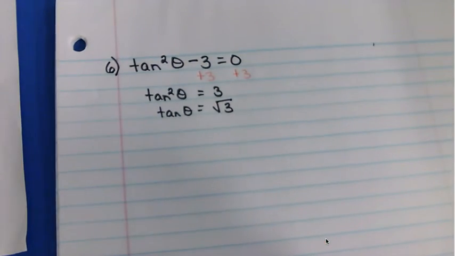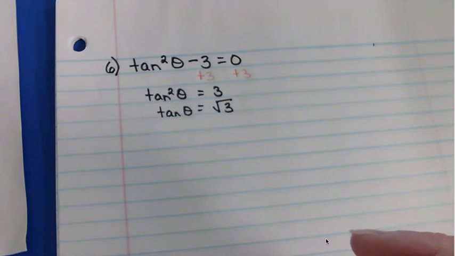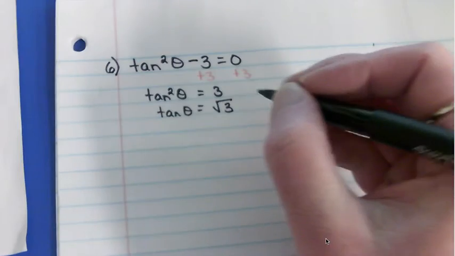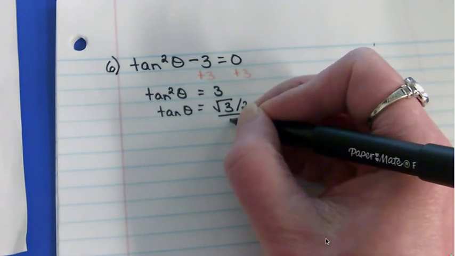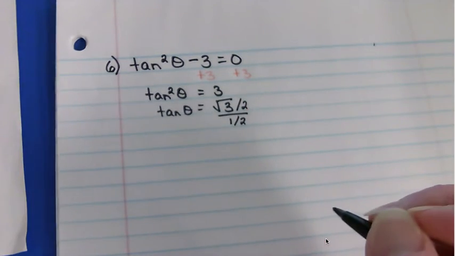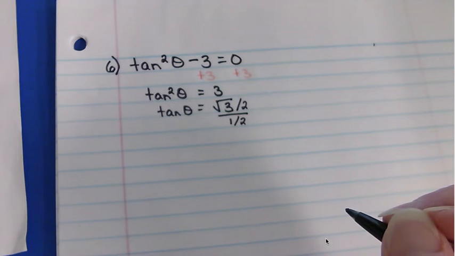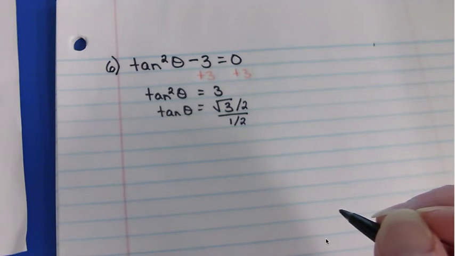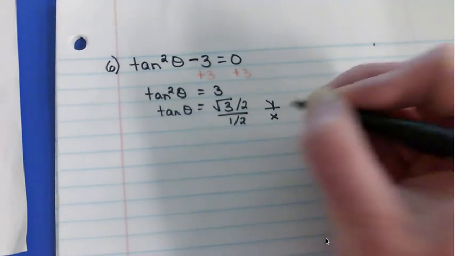Now, normally I would just go to the calculator, but that sounds familiar. I kind of remember getting tangent equaling square root of 3 a lot, especially in the formulas. Because that happened when I had like square root of 3 over 2 divided by 1 over 2. Right? And remember, tangent was y over x.